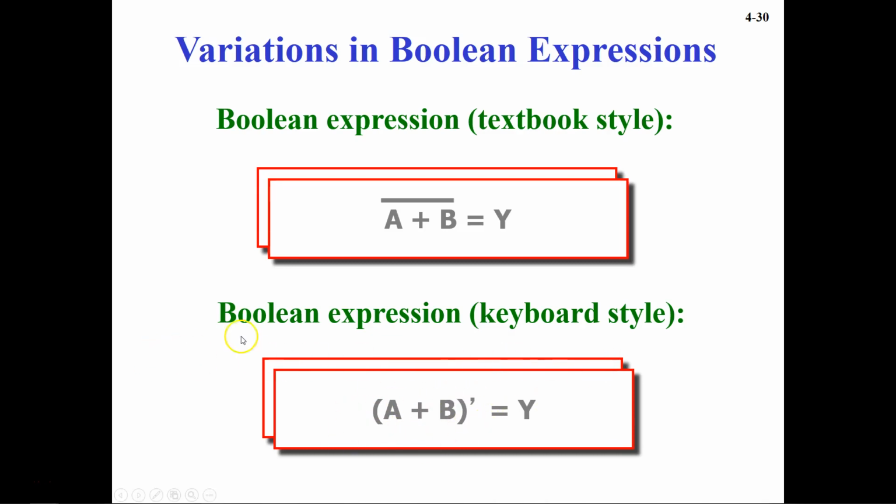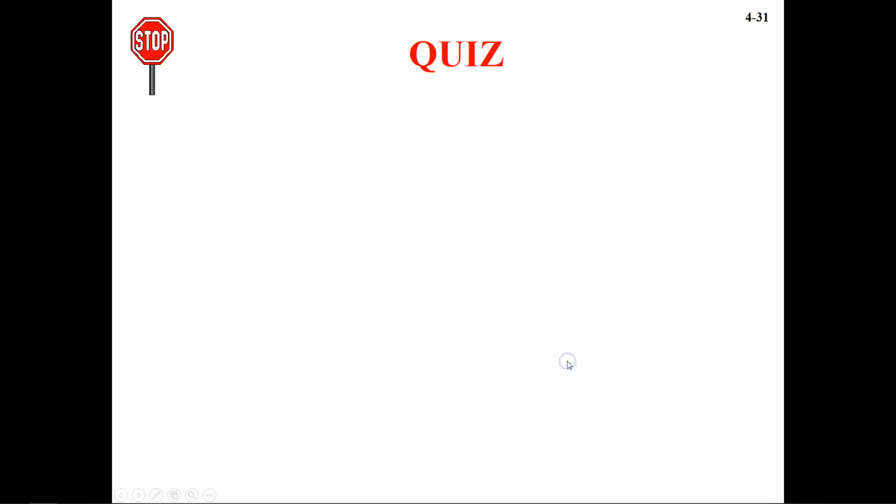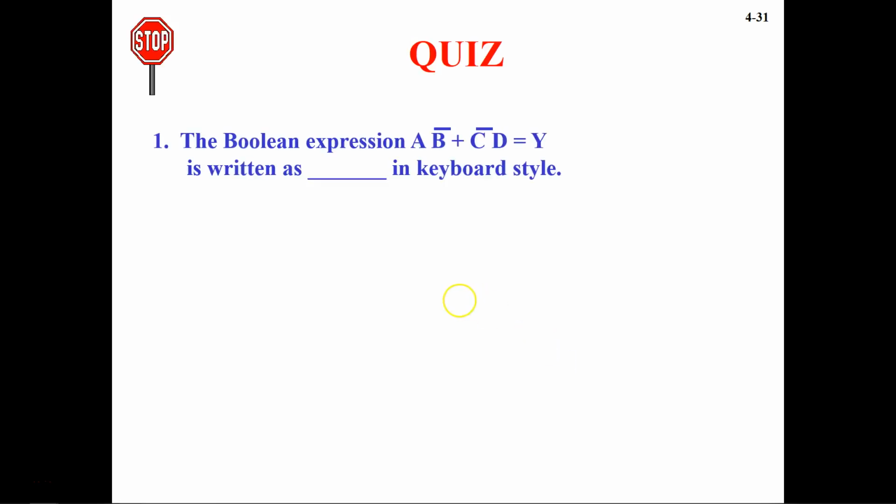Now let's see another example. So we have A bar dot B bar is equal to Y. In case of keyboard style, we are going to represent it like this: A' B', which means A complement B complement is equal to Y. Now a quick quiz. The Boolean expression A B bar plus C bar D is equal to Y, if you use the keyboard style, how is it going to be written? So it's going to be A B' plus C' D is equal to Y, right? So this is the answer.